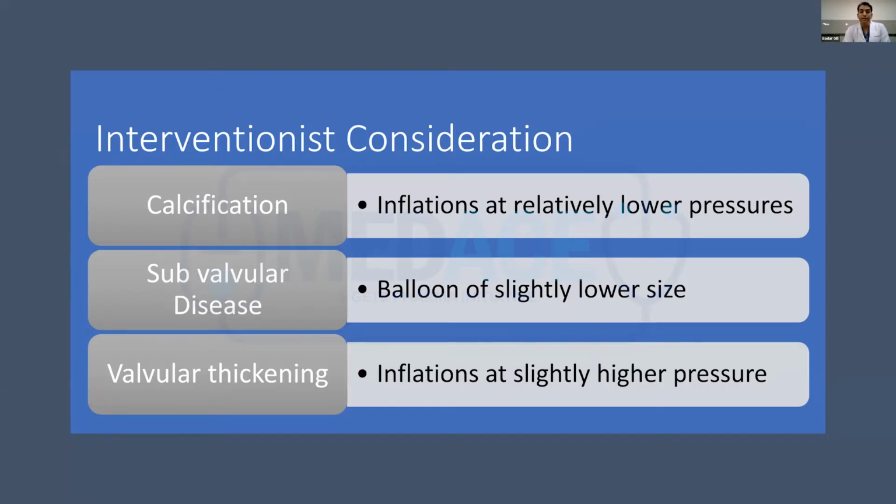First of all, if there is a calcification, suppose the score is 8, but the subvalvular disease is slightly less as compared to the calcification, then we should keep in mind that inflations at relatively low pressure is recommended. If the echocardiographic report shows that the subvalvular disease is more, then we try to use a balloon of slightly lower size. And if the valvular thickening is more as compared to calcification and subvalvular disease, we would have to use inflation at slightly higher pressure to go for an ideal procedure.